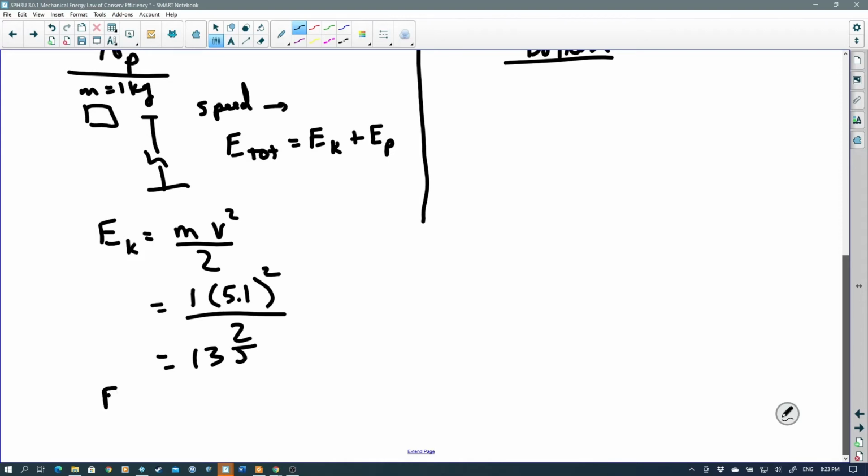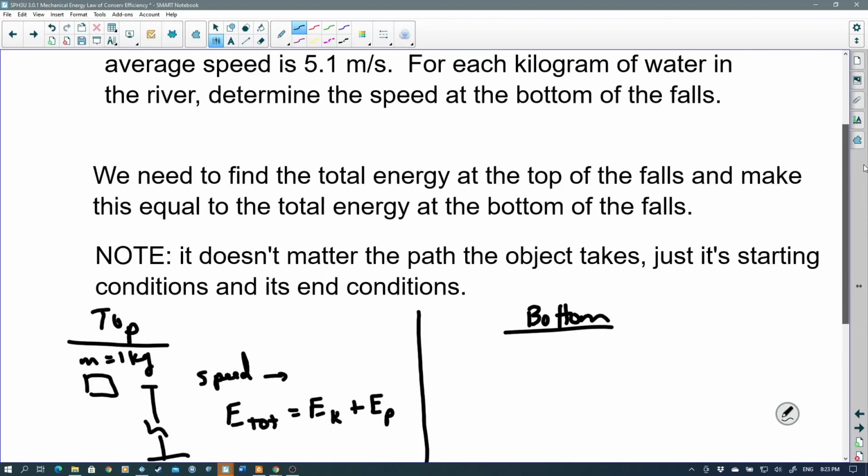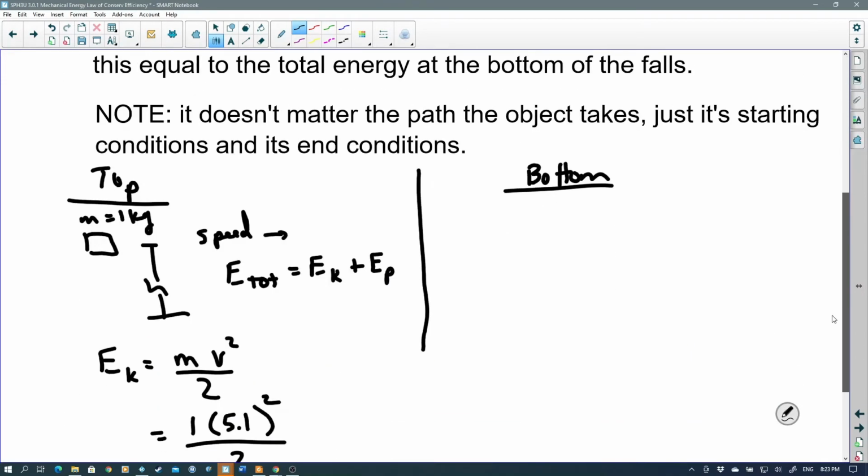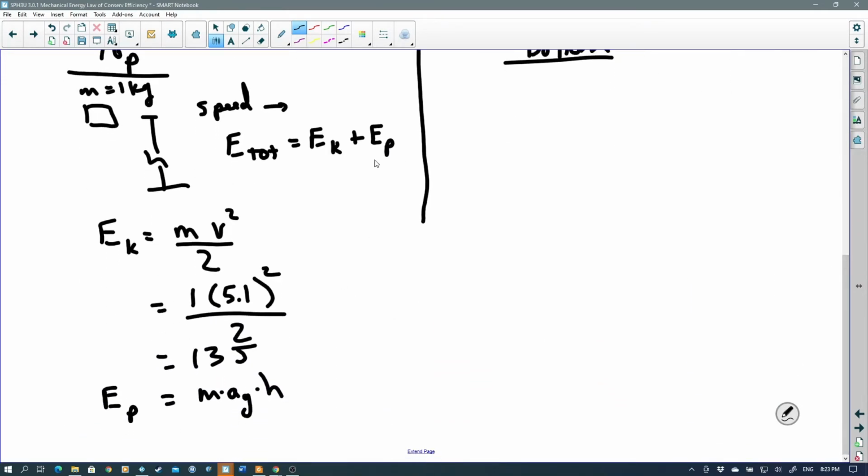It also has potential energy, which is mgh. Now, we don't need the delta here because they didn't tell us that the bottom of the falls is at a higher height than 0. So we're going to assume that the bottom of the falls is at a height of 0. Okay, so the falls fall down here, and this is going to be our reference height of 0.